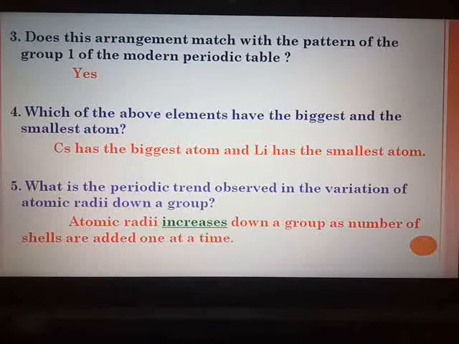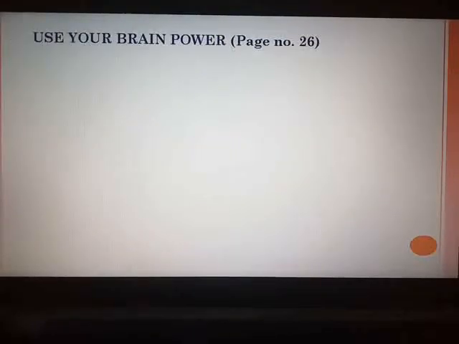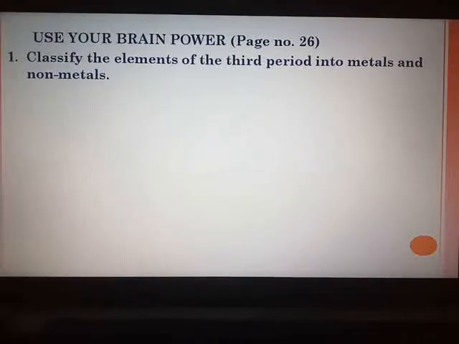Now the activity on page number 26. Use your brain power. First one, they have given, look at the elements of the third period and classify them into metals and non-metals. All of you refer page number 23, modern periodic table, third period, which starts from sodium. You have to classify them into metals and non-metals.